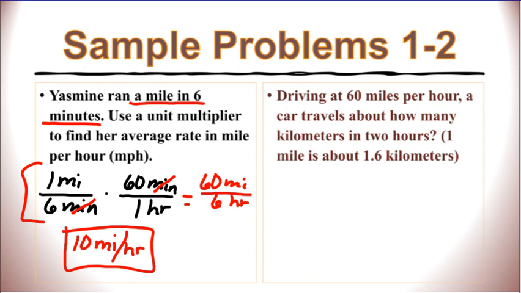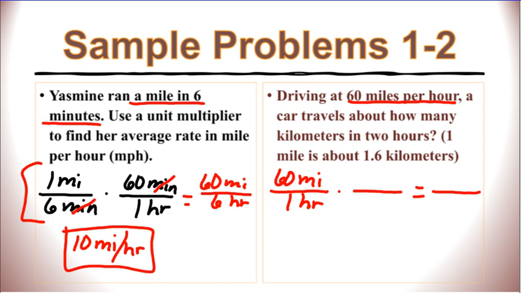So let's look at example 2. Driving at 60 miles per hour, a car travels about how many kilometers in 2 hours? And 1 mile is about 1.6 kilometers. So this is my starting point right here. So 60 miles per, which just means you're using the division sign, 1 hour. So there's my ratio. I need to use a unit multiplier here so that my answer is in kilometers per hour.